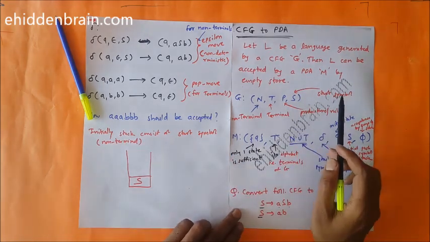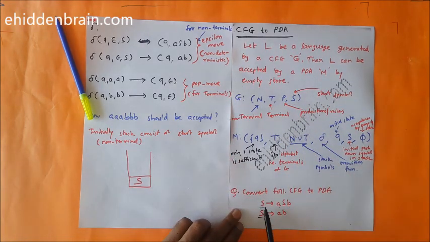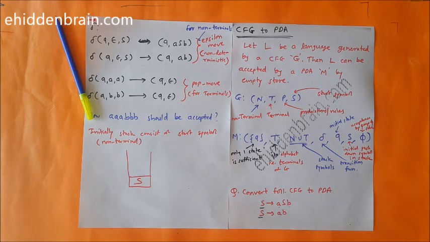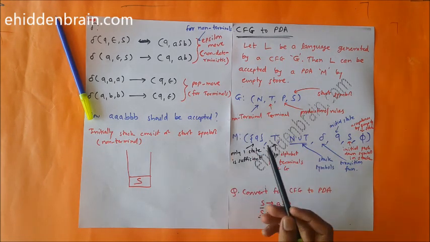And then there is a start symbol. What is the start symbol? S itself is the start symbol. There might be multiple symbols, but who will be the start? Let's say for the time being S is the start symbol. So I hope you understood G.